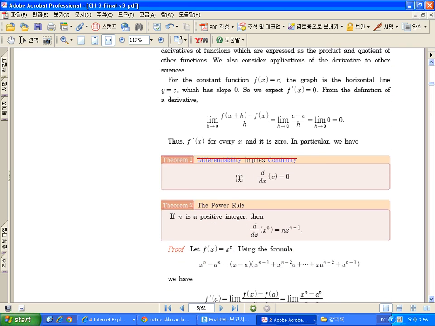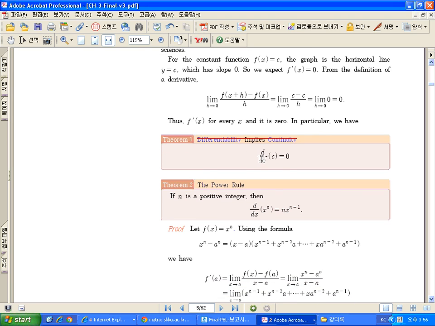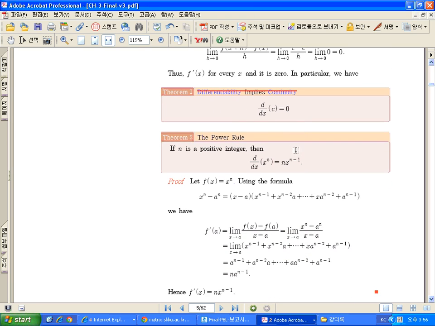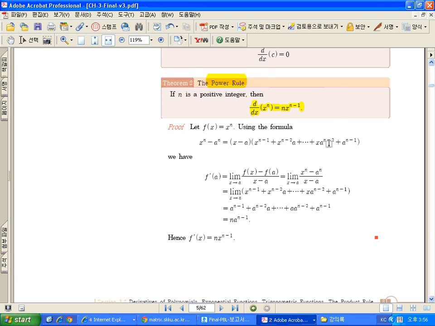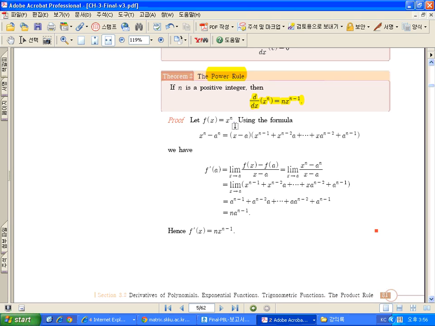You know the derivative of a constant is 0, and now the power rule says if n is a positive integer, then the derivative of x to the n is n times x to the n minus 1. That's what you are using. It works for the polynomials. Okay? So let's see the proof of this power rule first.